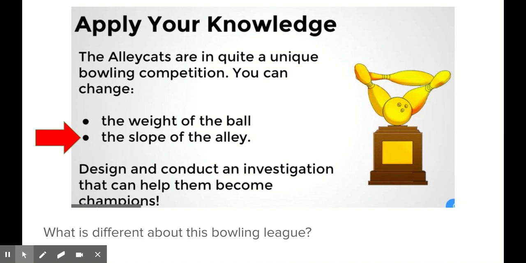The Alleycats Bowling League is a little different. The Alleycats are in a bowling league where you can change the weight of the ball, but also the slope of the alley. So in other words, we are going to be able to roll a ball down an incline. Now, I will add this.